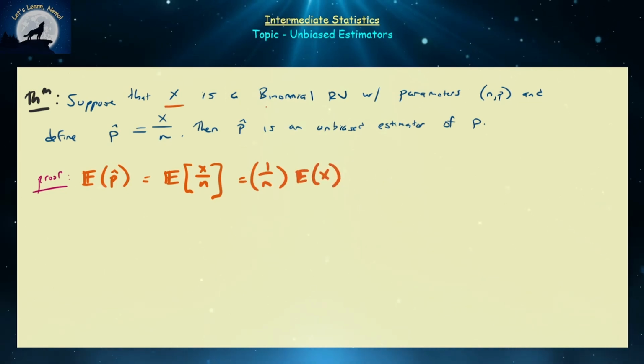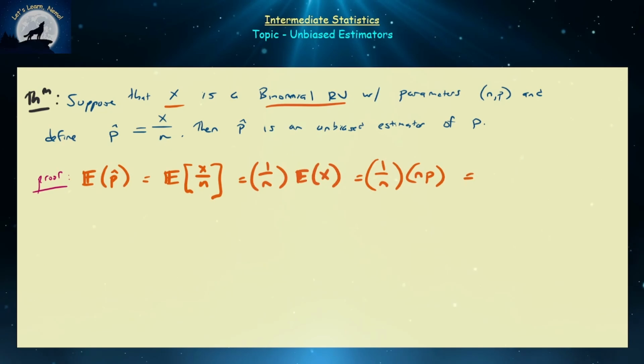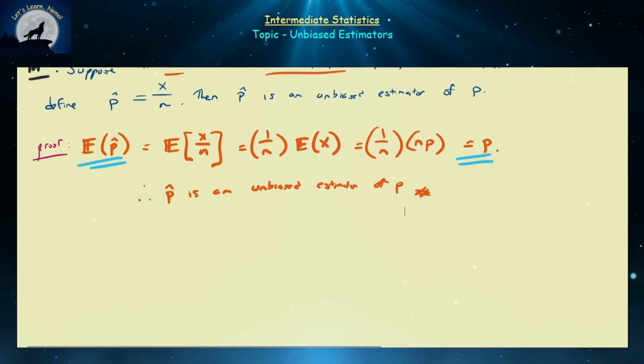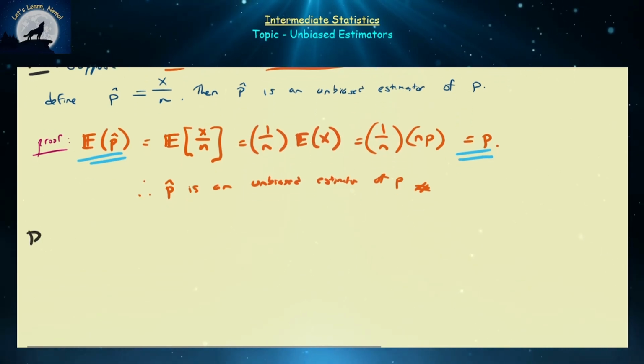Since X is a binomial random variable, the expectation of X is just going to be equal to n times p. You probably have already proven that. And then 1 over n times np is just going to be equal to p. Therefore, we have the expectation of p hat is equal to p. Therefore, p hat is an unbiased estimator of p. All right, so that's actually quite an easy proof.